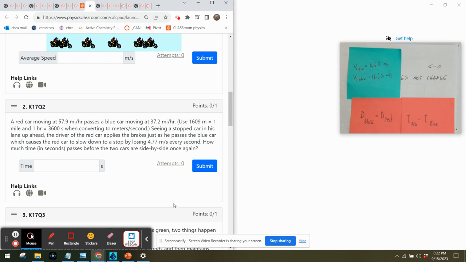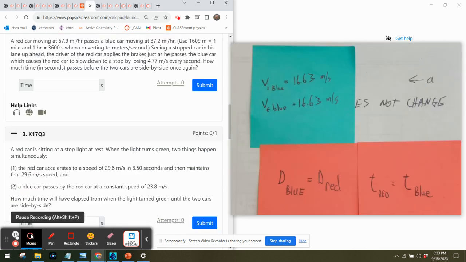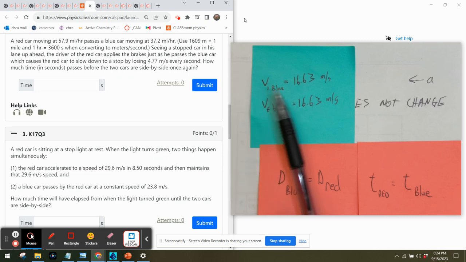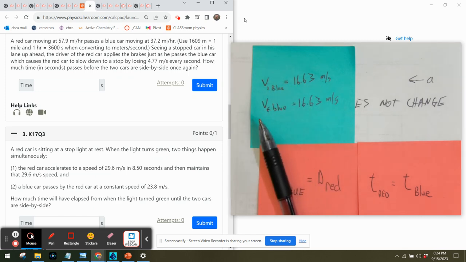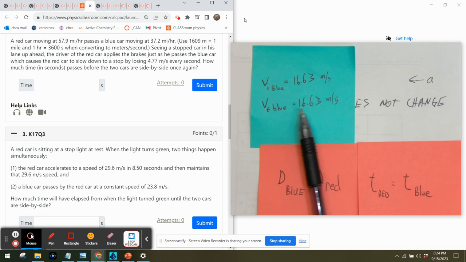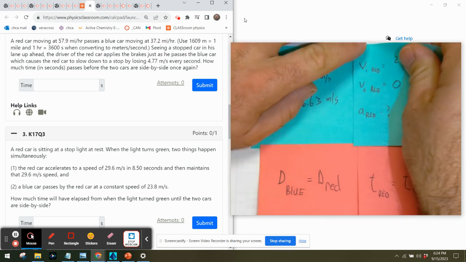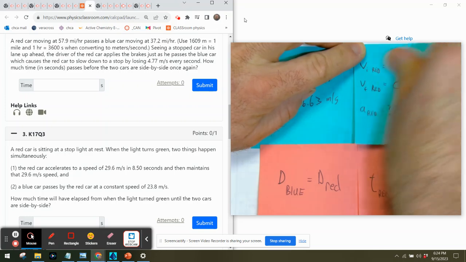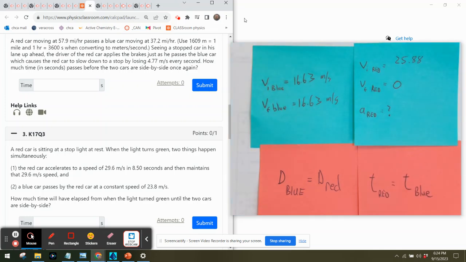So, picking up where we left off, we know that the initial velocity of blue is 16.63, and I went ahead and filled in the final velocity of blue as 16.63 meters per second. And here are some things that we know about the red car. We know that its initial velocity is 25.88, and its final velocity is 0, which may or may not be relevant to us. And its acceleration, do we know that?